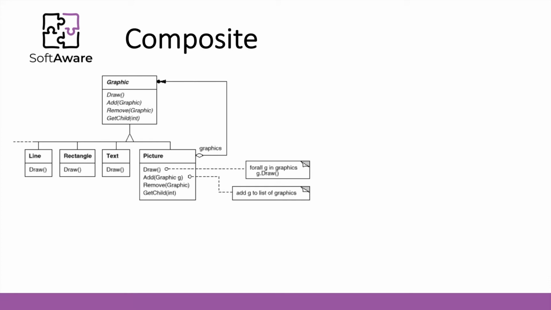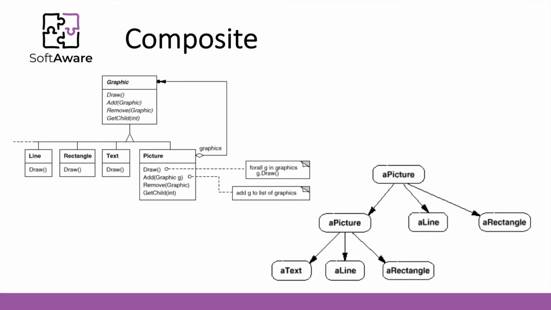Since primitive graphics have no child graphics, Picture implements draw to call draw on its children, and it implements child-related operations accordingly, because the Picture interface conforms to the Graphic interface. Picture objects can compose other pictures recursively. The following diagram represents a typical composite object structure of recursively composed Graphic objects.